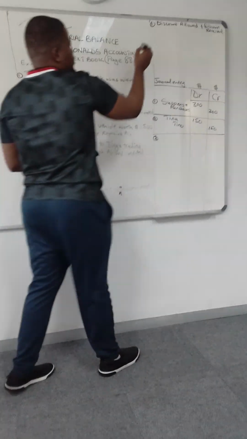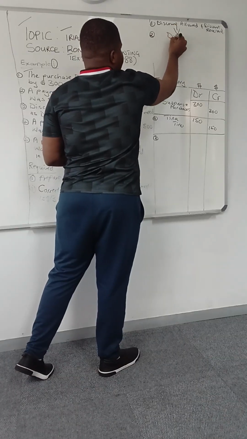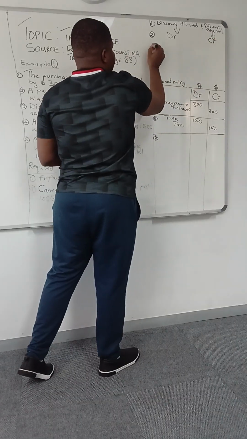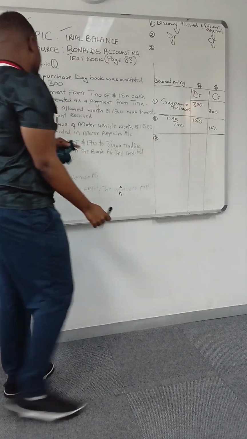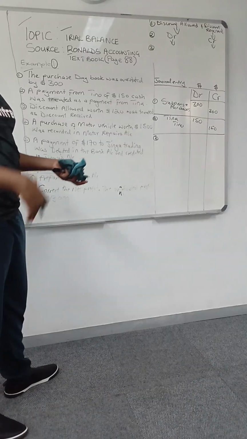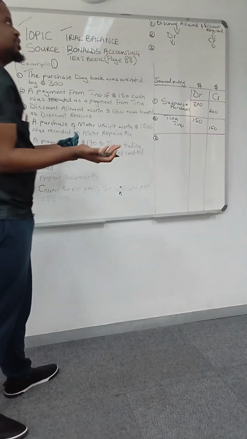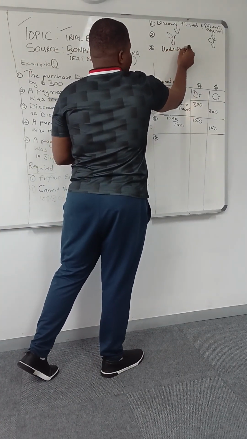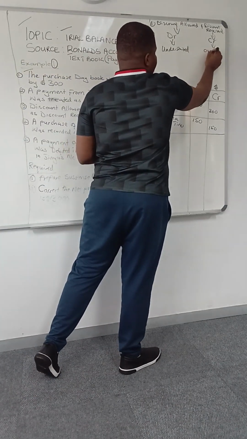Then step number 2, let's identify the sides of these. Discount allowed is an expense, debit side. Discount received is income, credit side. Then step number 3, let's see whether we understated or overstated. Discount allowed worth 120 was treated as discount received. So discount allowed was understated because we did not record it. Then discount received was overstated.